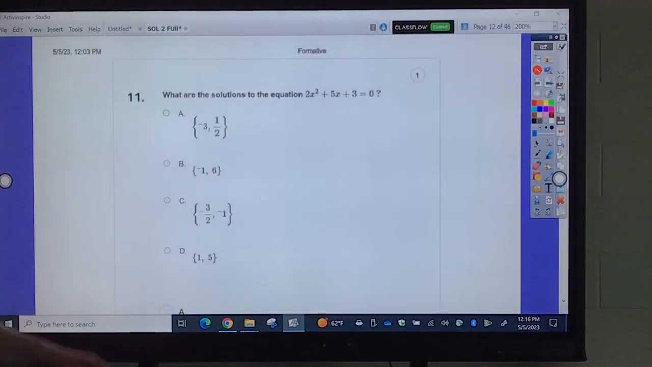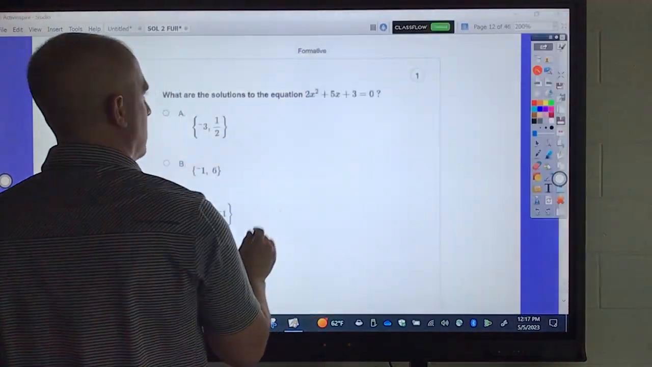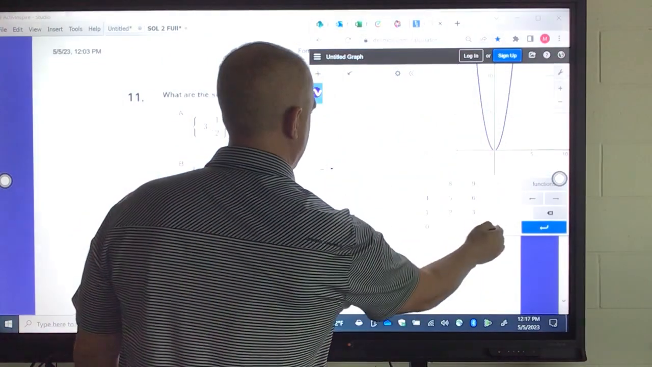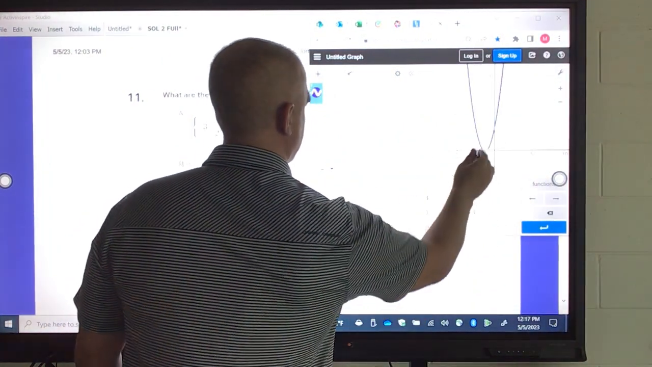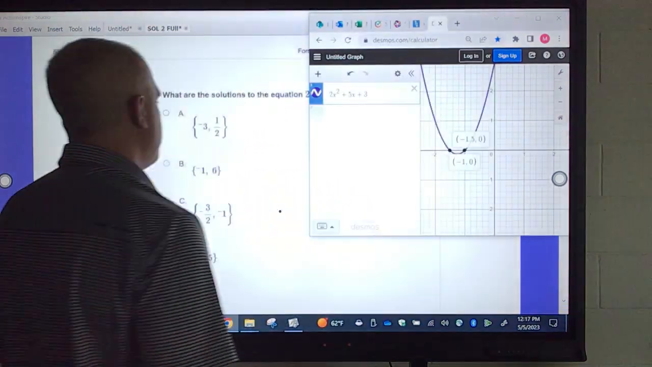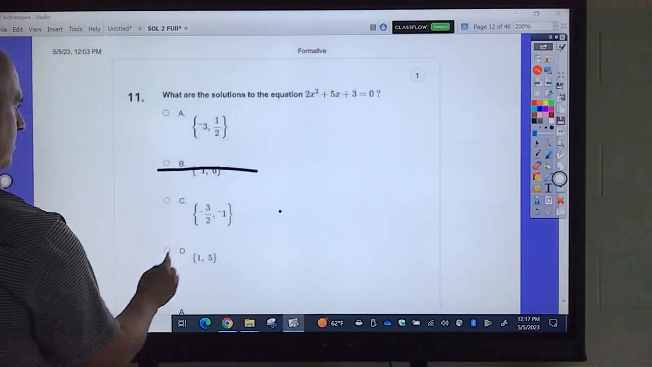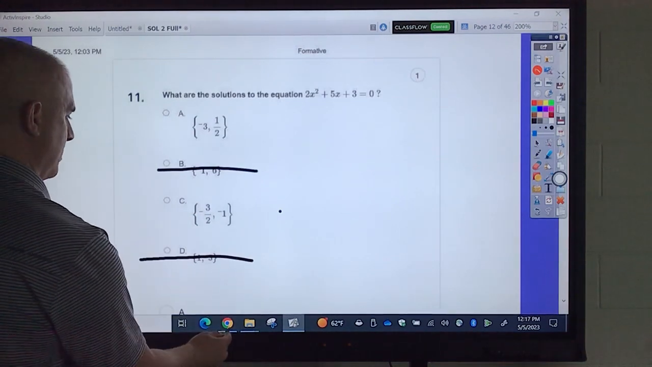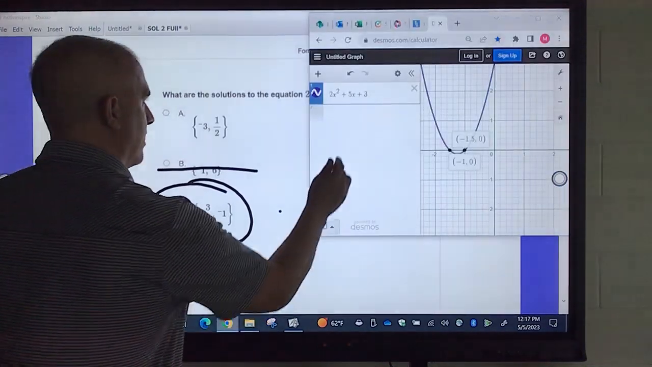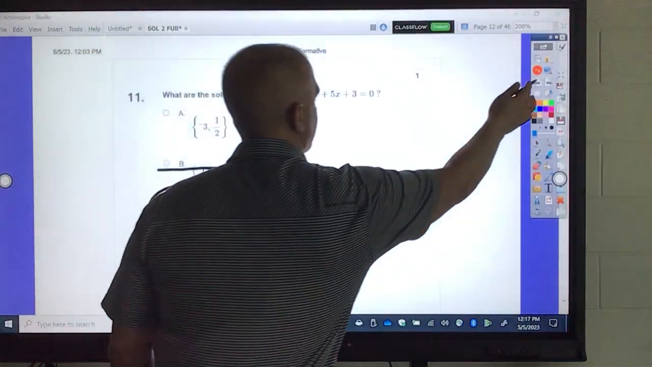11, another one, find the equation, find the solution. So that's 2x squared plus 5x plus 3. I might have to zoom in for that one. Negative 1.5 and negative 1. I know it's not this one, I know it's not this one. Negative 1, got to be this one. Once again, if you need to check the other decimal, you could always divide it.